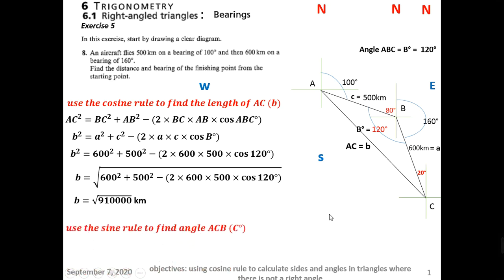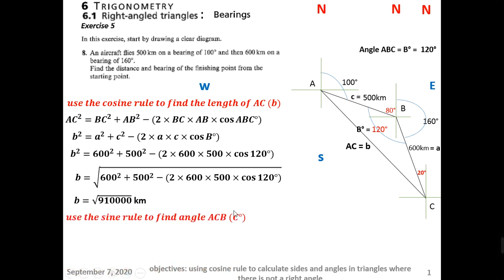Now we're going to use the sine rule to find the unknown angle. We're going to find angle BAC, which is capital A. In other words, capital A. And we're going to use the sine rule as follows. The side that is opposite to angle A is actually the 600. And the side that is opposite to angle B is the unknown side, which is b small. So let's substitute in this formula.